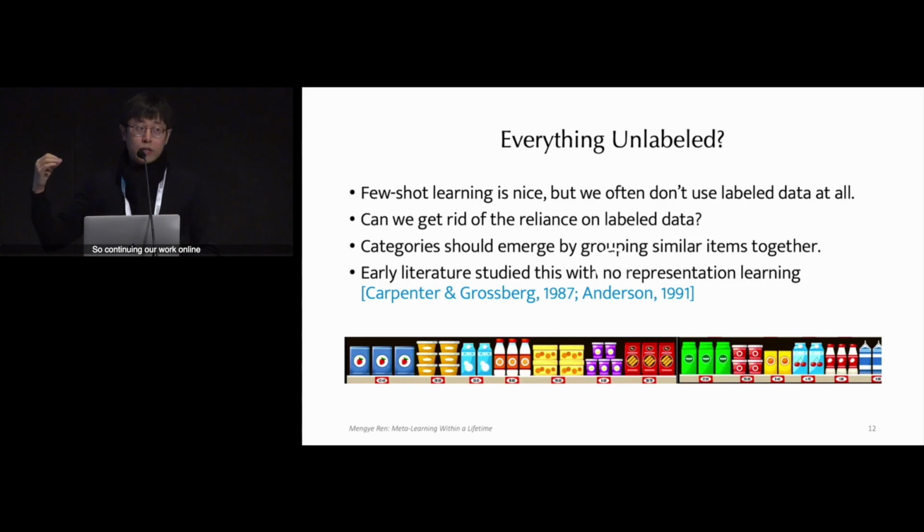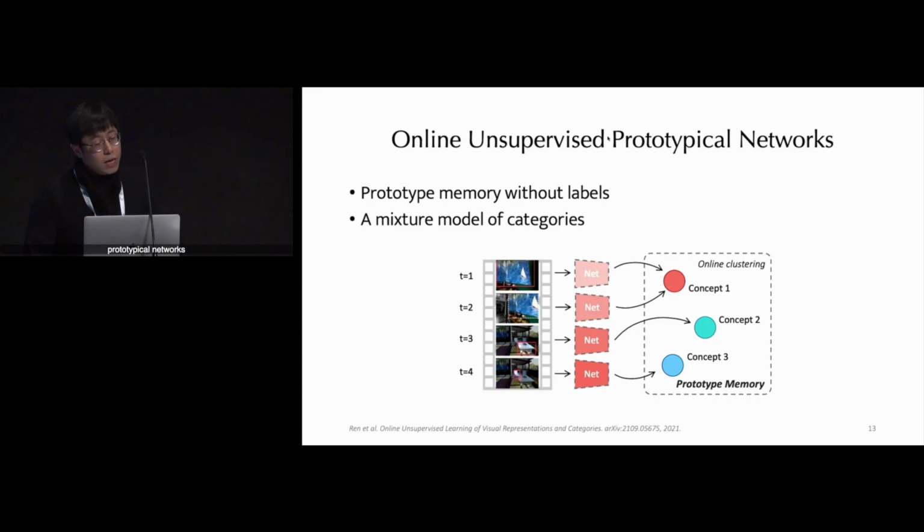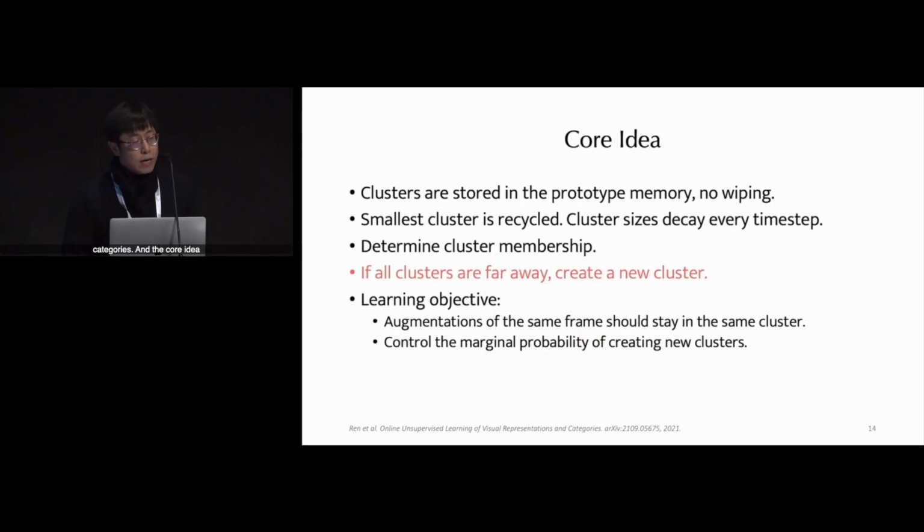So continuing our work on online prototypical networks, we also developed online unsupervised prototypical networks, where the idea is that we can really learn this prototype memory without using any labels ever, right? So what we did is we developed a mixture model of these categories, and the core idea is very simple. We store this prototype memory in the form of clusters. In order to make sure that we don't explode the memory, we're going to recycle the smallest cluster, and the cluster size is going to decay every time step. So this represents a simple form of forgetting in the memory.